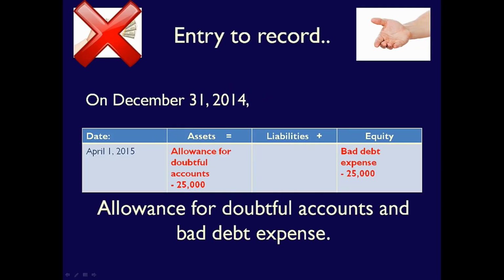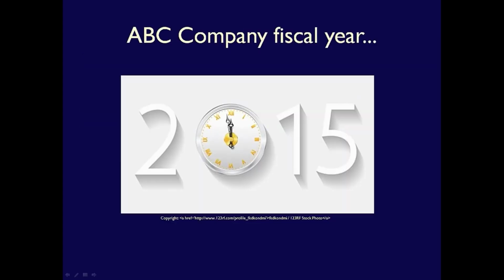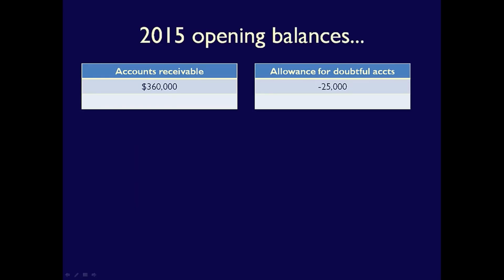Remember from our last video that at the end of 2014 we had made an entry to record the allowance for doubtful accounts. Our ending balances on the balance sheet were accounts receivable $360,000 and allowance for doubtful accounts negative $25,000. Now let's look at the next year to see what happens when we have to write off an accounts receivable that goes bad. At January 1st, 2015, our opening balances are equal to our closing balances from the previous year. Therefore, accounts receivable is $360,000 and the allowance for doubtful accounts is negative $25,000.